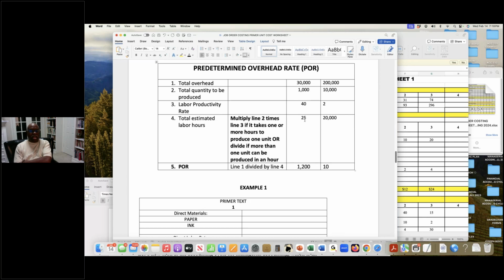When it takes more than an hour to make something, you're going to have a small number. But if you can make more than one in an hour, you're going to have a large number. And then we'll use this number later when we get ready to make a journal entry. You just mechanically learn to calculate it. So now you know how to calculate the POR.